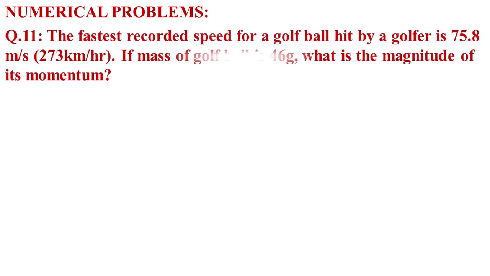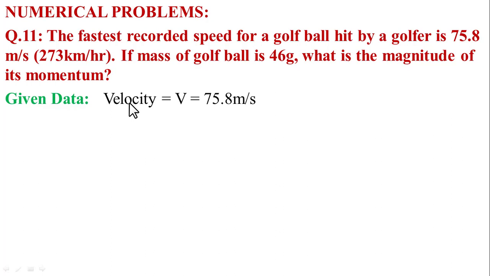Now we can find the next numerical problem, question number 11. In question number 11, the given statement says the fastest recorded speed of a golf ball hit by a golfer is 75.8 meter per second, which we can convert to 273 kilometer per hour. If the mass of the golf ball is 46 gram, what is the magnitude of its momentum? Now, according to the given statement, velocity v is equal to 75.8 meter per second and mass m is equal to 46 gram.